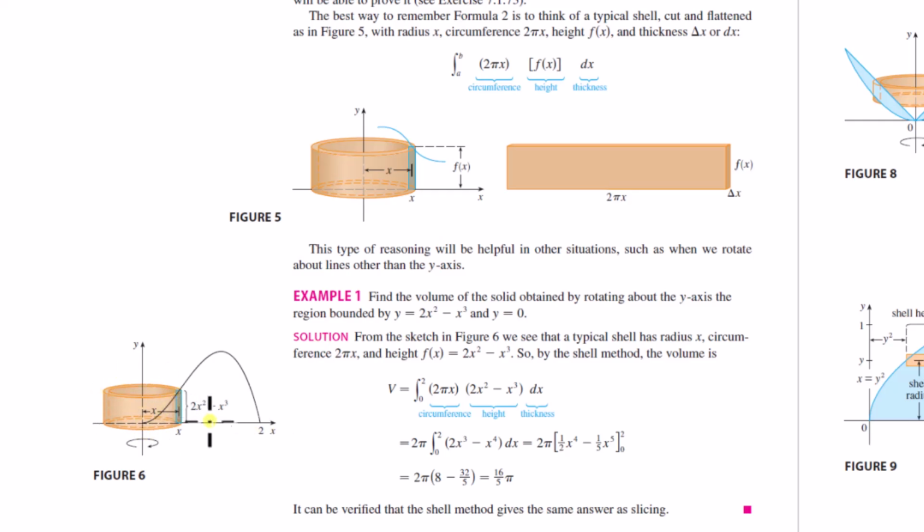And so what's changed is now the function value we're going to be using in the integral, we don't need to find x as a function of y. The function value is the height in this case, the height of the shell. The radius is just x. So you have the volume is 2 pi x times the function evaluated at x times delta x. And that's what you're integrating from 0 to 2. And so now it's a simple integral. Done. It can be verified that the shell method gives the same answer as the slicing method, as the washer method.